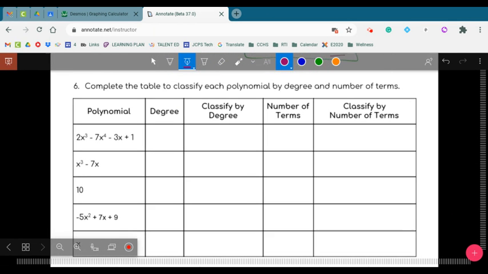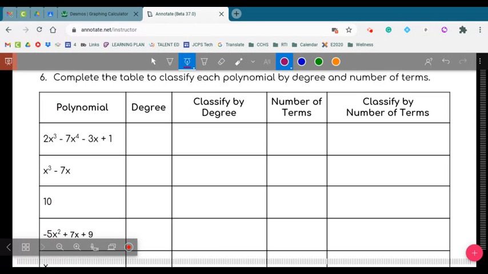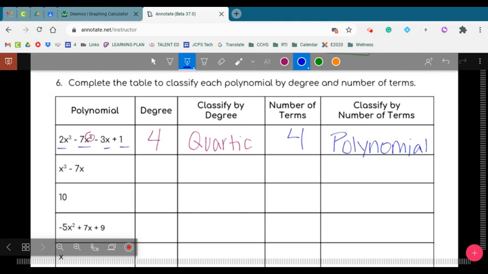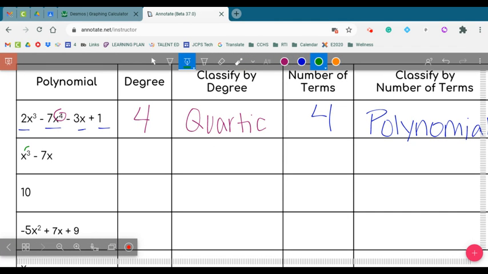Okay, so let's go down and classify our polynomials. So degree is our biggest exponent. So our biggest exponent on this one is 4. So it's going to be quartic. And the number of terms, I have 1, 2, 3, 4 terms. So this is a polynomial. Okay, our biggest one is 3. So this is cubic. We have 2 terms, 1, 2. So this is a binomial.